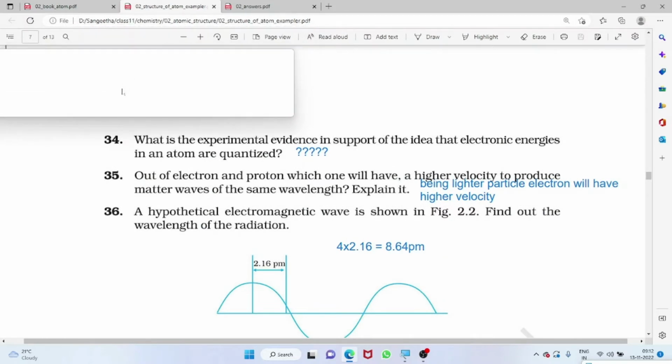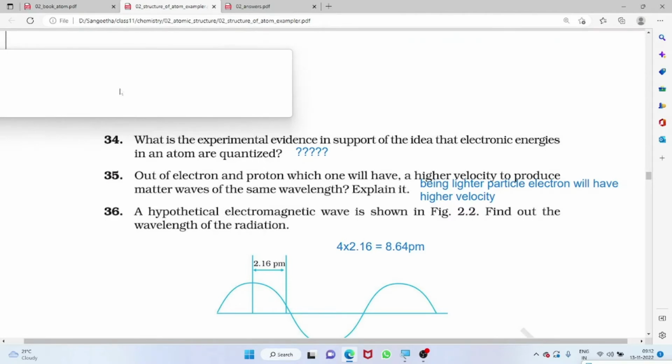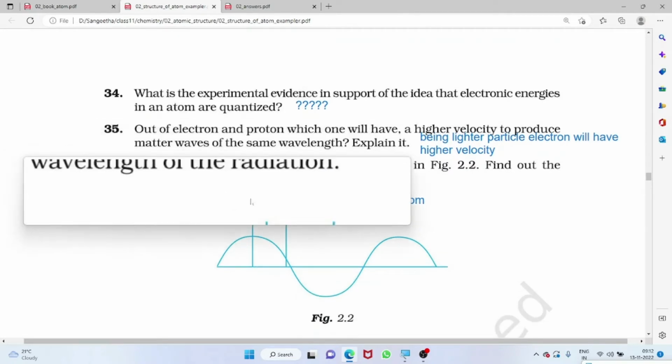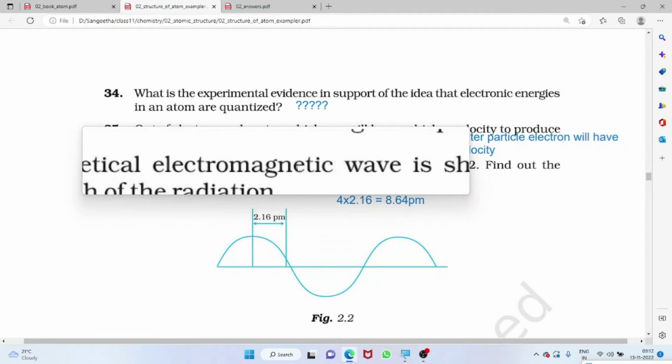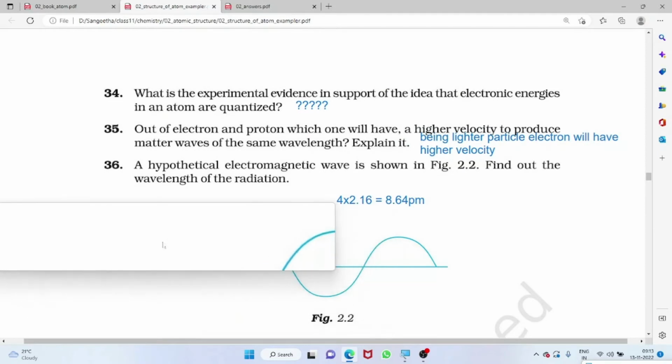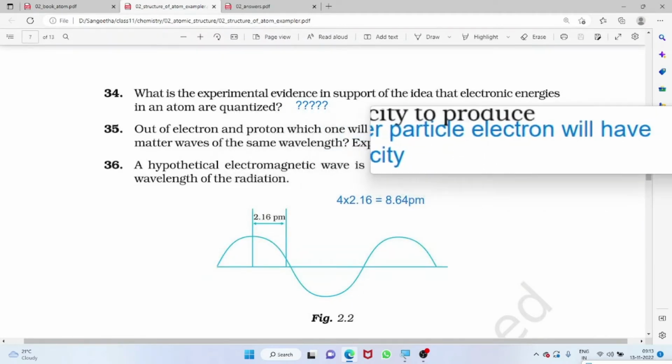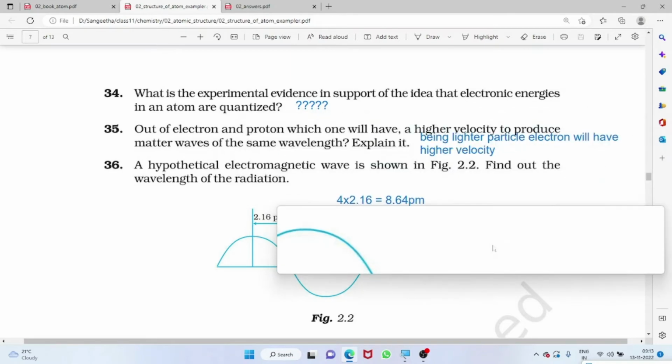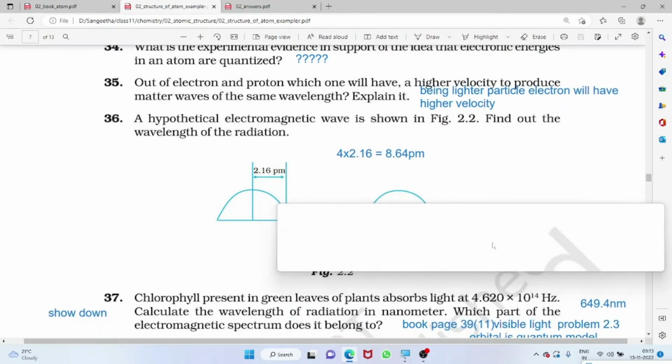What is the experimental evidence in support of the idea that electronic energies in atoms are quantized? Bohr explained this, but we don't know what the evidence is, so you can find out yourself. 35. Out of electron and proton, which one will have the higher velocity to produce matter waves of the same wavelength? They explain: being the lighter particle, the electron will have the higher velocity.